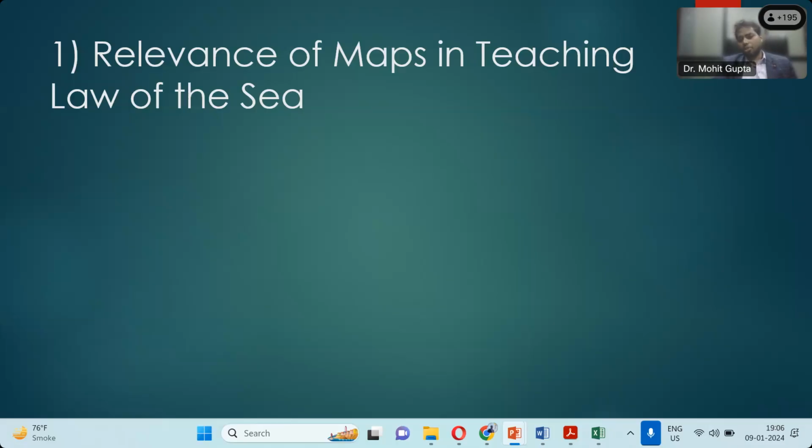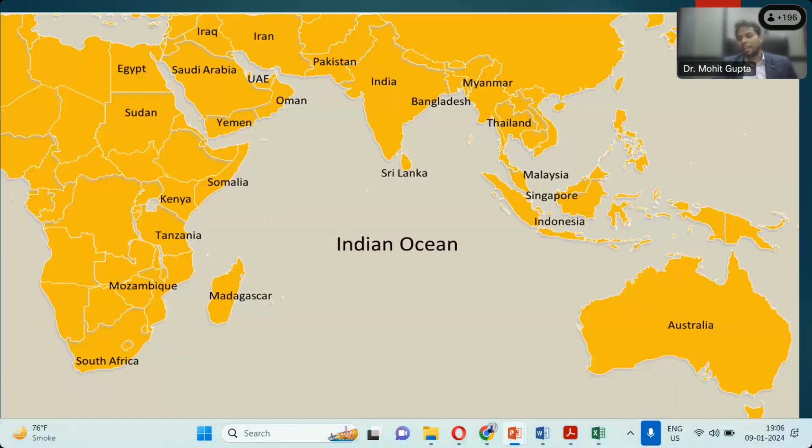Now, when it comes to this branch, first of all, maps play a key role. All of us, and all of our students whom we are teaching, know who are the land neighbors of India. They know about all those countries sharing a land boundary with India. But they may not know who are the maritime neighbors of India. For instance, Oman is a maritime neighbor of India.